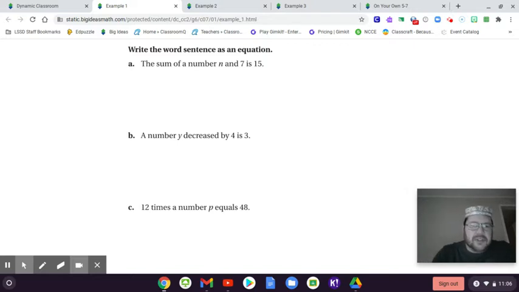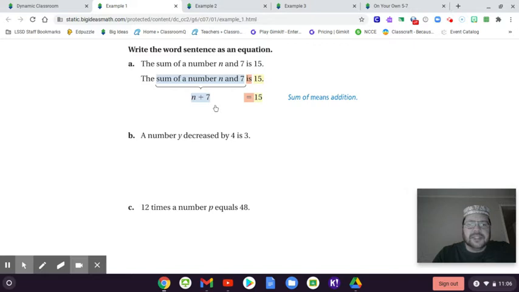So this first question, how would you write the sum of a number n and 7 is 15 as an equation? So what we want to do is break these things down. When you see sum, that means addition. So the sum of a number n and 7 is n plus 7. Whenever you see is, that is the same as an equal sign, and it equals 15. So our equation is n plus 7 equals 15. All right, if that was easy for you, then you're going to love 7.1.